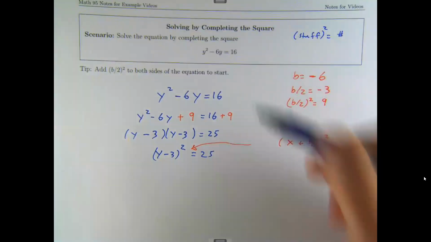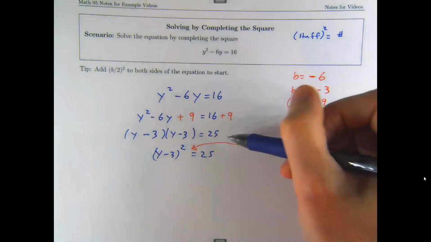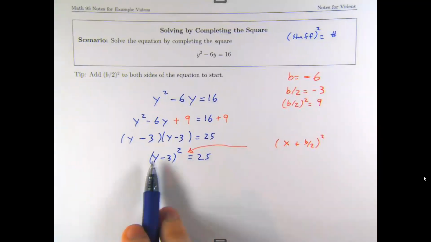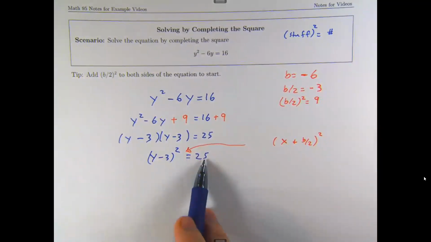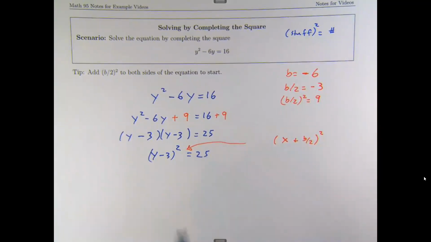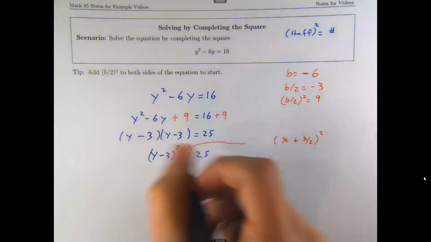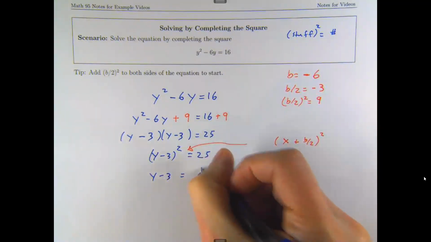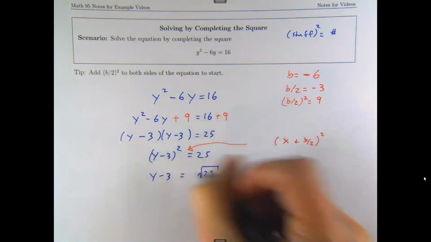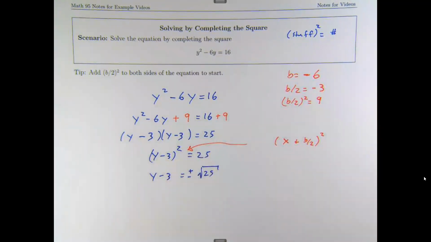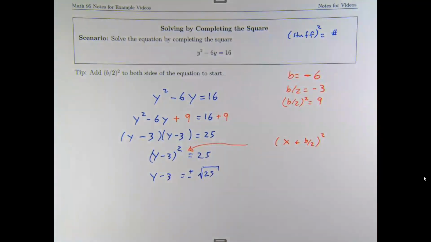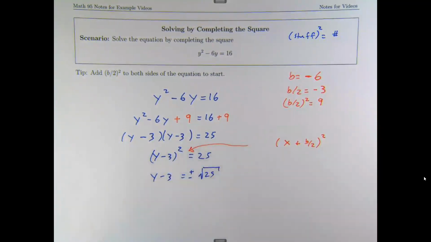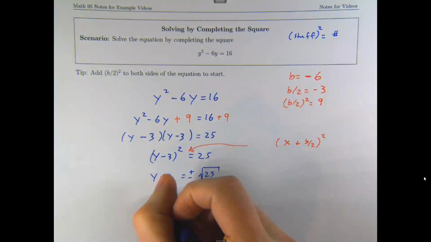Okay, I added 9 to both sides. I factored. I ended up with y minus 3 squared equaling 25. I still need to solve. So to get rid of this square, I'm going to square root both sides. When you're taking the square root, keep in mind that you can have either a positive or a negative. So positive or negative root 25. And my square is gone on that left side, just y minus 3 now.